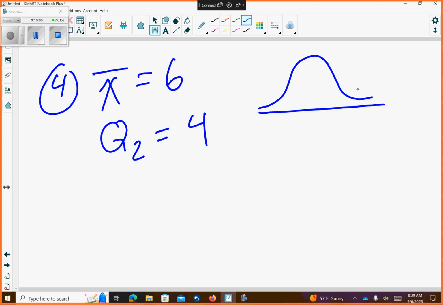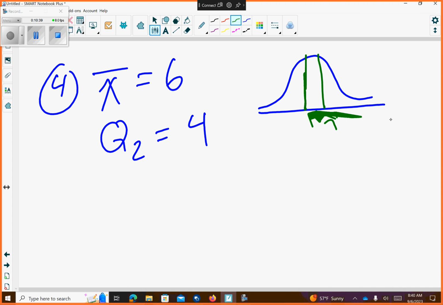So I want you to think about this. If I had some sort of curve, and I had X bar here, if I drew it as normal, but the mean is greater than the median, remember the mean is pulled to the skew. So the mean is 6. The mean is being pulled to the right. So this first one for number 4 is skew right.